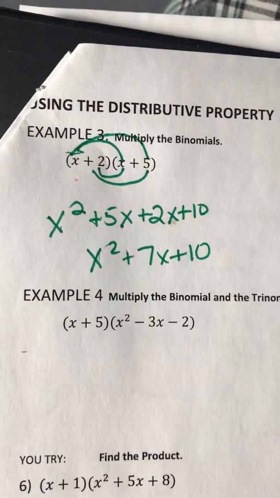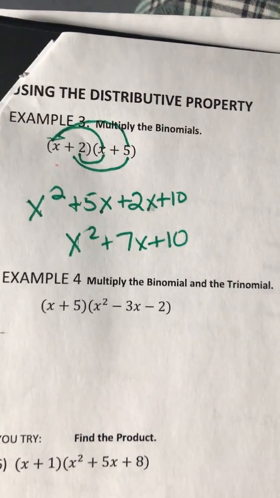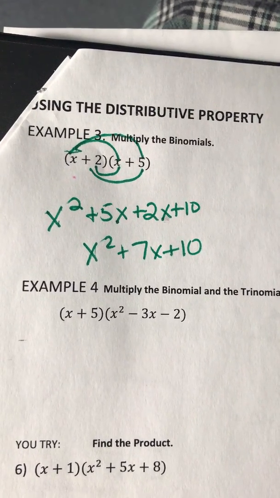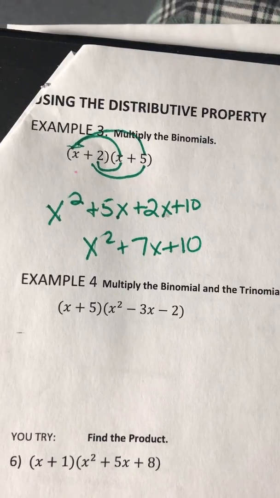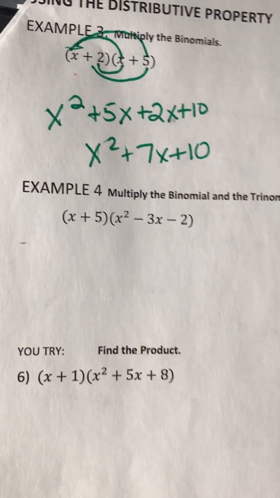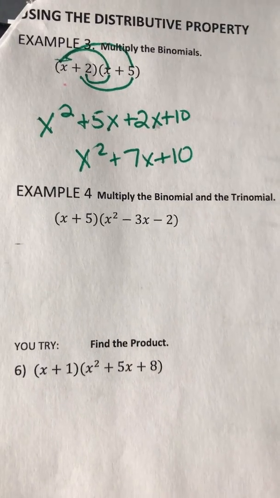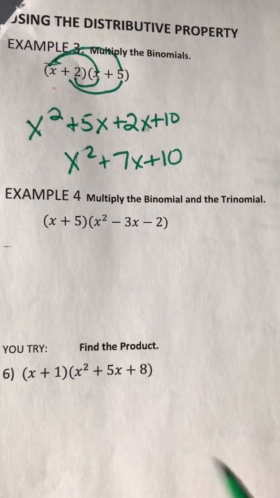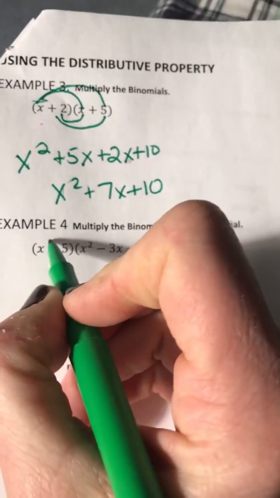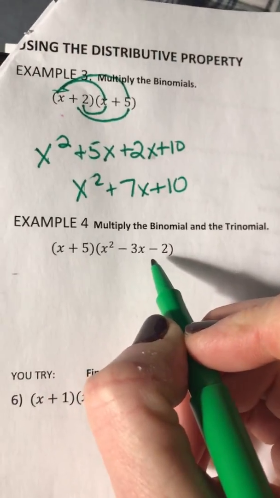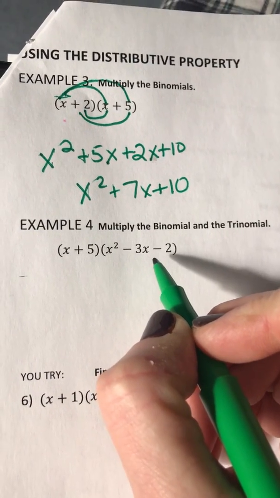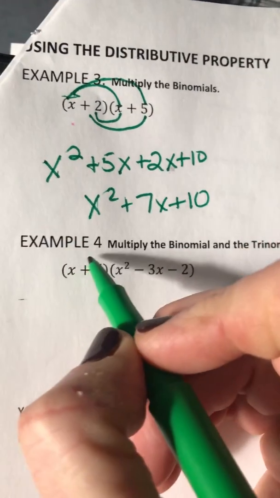I'm not going to really focus on that. I'm going to be using FOIL. But example 4 we do need to look at, because this you definitely are using the distributive property. Here we have a binomial times a trinomial.